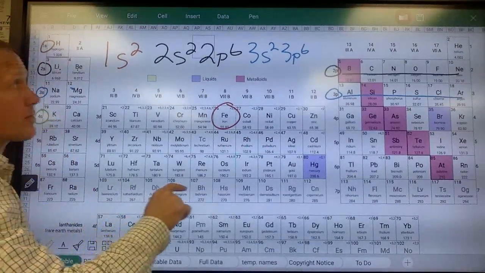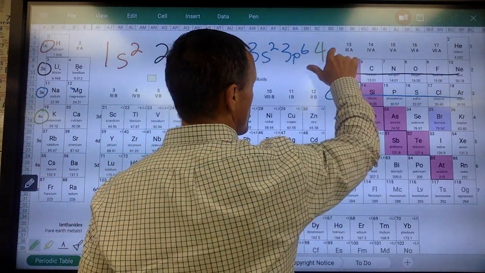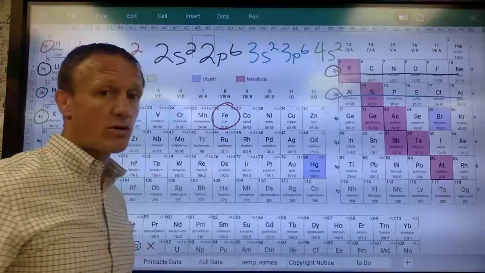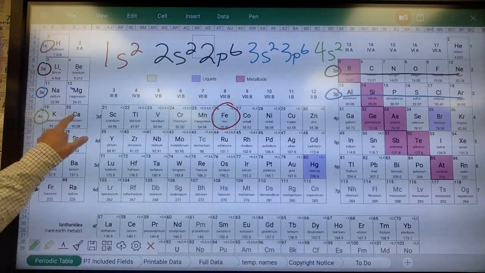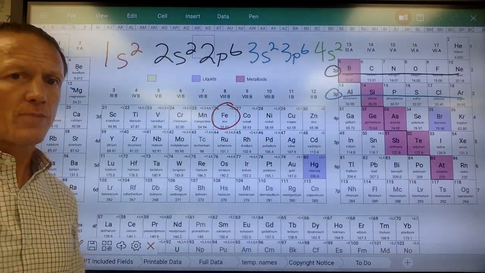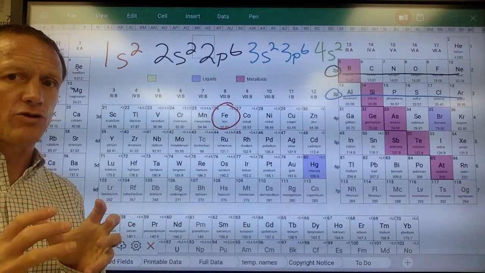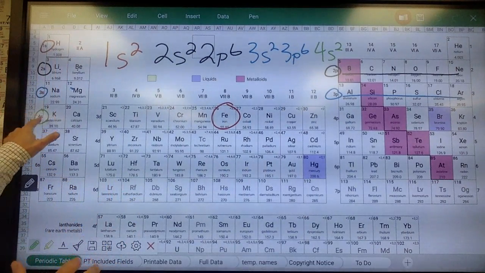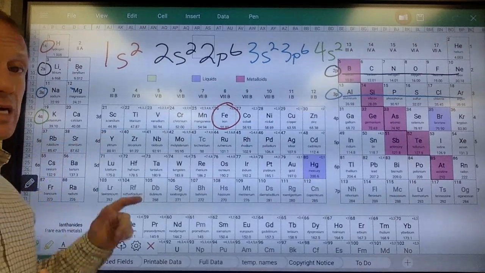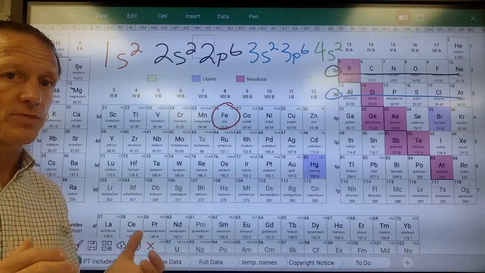After that comes 4s. Things get a little out of order. 4s comes before 3d, and it all has to do with energy. Electrons want to be in the lowest possible energy sublevel. 4s is a little closer to the nucleus than 3d. It's a little bit lower energy, so it fills in first.